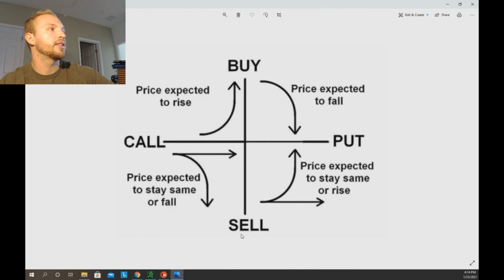Same thing if you're bearish: you can sell a call rather than buying a put. The price can stay the same or fall. It just can't go above your strike price, and you make money.